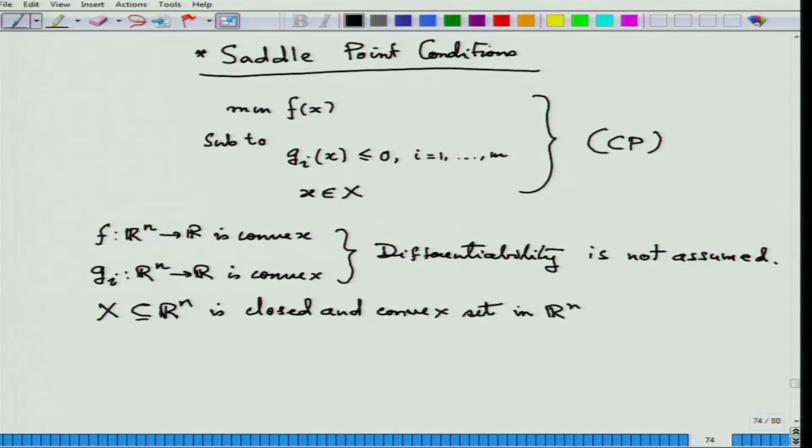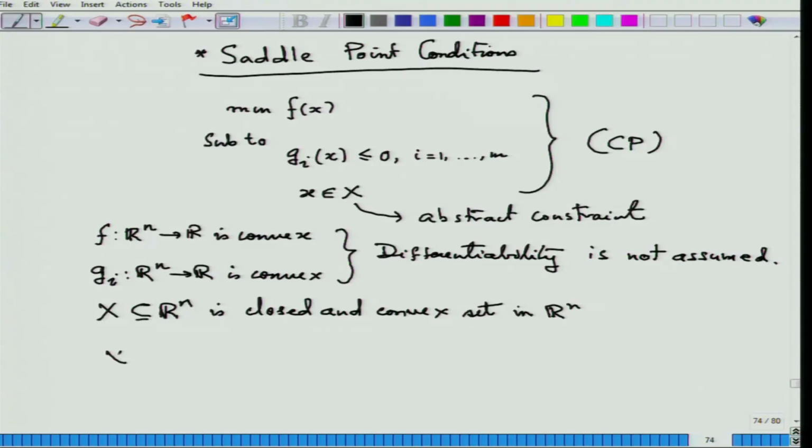Now, what could be X? This is called an abstract constraint. This is an inequality constraint given by inequalities, and this constraint is called an abstract constraint. So, what will be the form of this X? Okay, X could be anything.